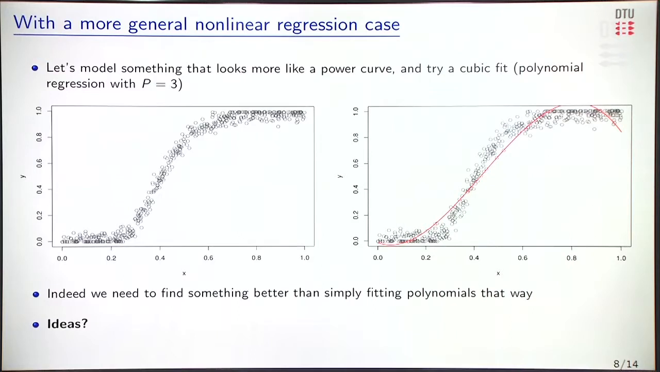Let's look at a more general nonlinear regression case. This is a power curve, not a real one. This is an artificial power curve, but it looks like a real one. X here could be wind speed forecast, and Y here could be power generation. Now let's apply polynomial regression, and since we've heard that power curve should be cubic in the wind speed, we're going to consider that we should use polynomial regression with p equal to 3, so cubic regression.